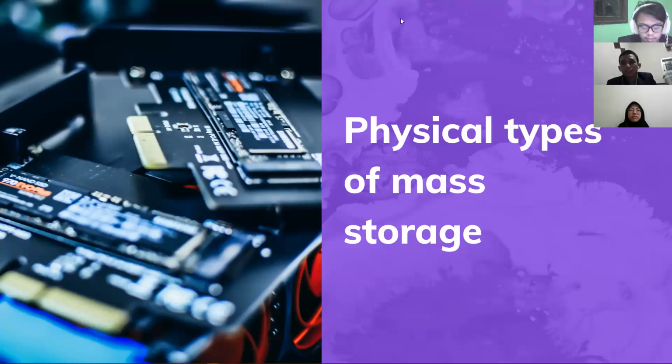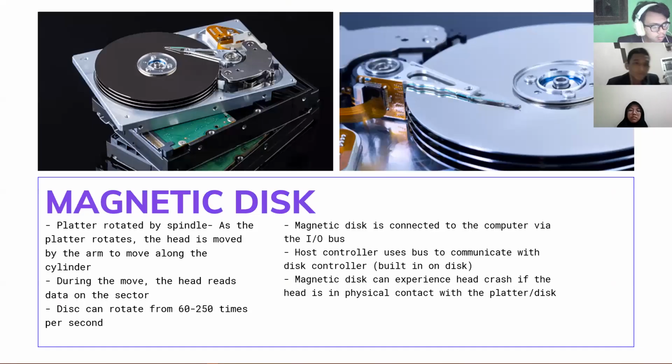Okay, the first is physical types of mass storage. The first is magnetic type, the magnetic disk. On a magnetic disk, the platter is rotated by the spindle. As the platter rotates, the head is moved by the arm along the cylinder. During the move, the head reads data on the sector.